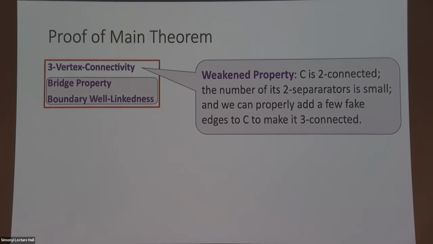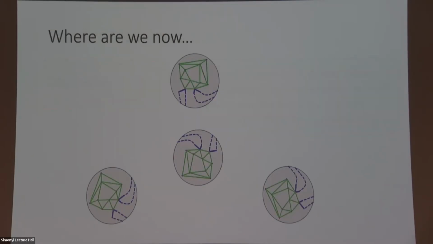It's just something weaker. Okay, I'm not going into detail of this. So the idea is we sacrifice two properties, but replace them with two weaker ones, and we still manage to get through it. Okay, so this is the proof of the main theorem. Where are we now?